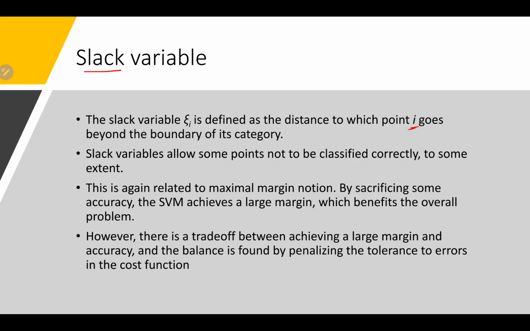Slack variables allow some points not to be classified correctly to some extent. This is again related to the maximal margin notion. That's always the main goal of the SVM models. It's not only classification accuracy. On top of classification accuracy, of course, it tries to get a good accuracy there, but also the main goal is to get this maximal margin idea. That's always the main goal of SVM.